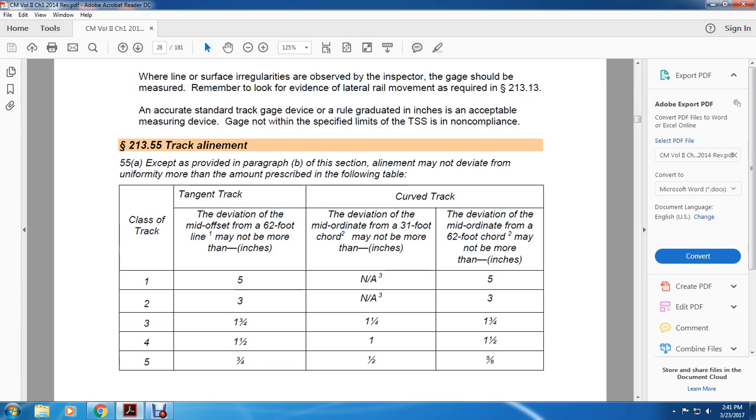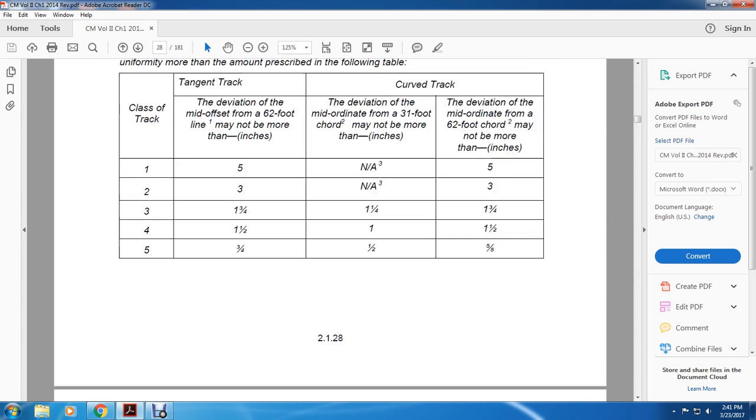Curved track deviation of mid-ordinate from a 31-foot chord, not more than: Class 1, not applicable. 1 and 2 not applicable. Class 3, 1 1/4, 4, 1, and 5, 1 1/2. Curved track deviation of mid-ordinate from the 62-foot chord may not be more than: Class 1 track 5 inches, 2, 3 inches, 3, 1 3/4 inch, 4, 1 1/2 inch, 5, 5/8 of an inch.